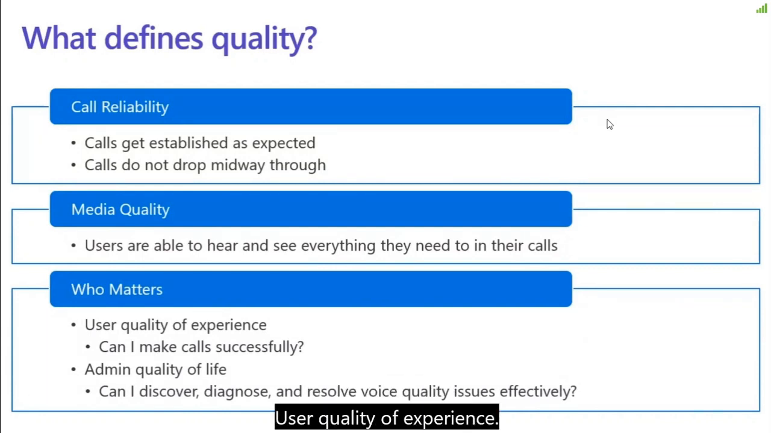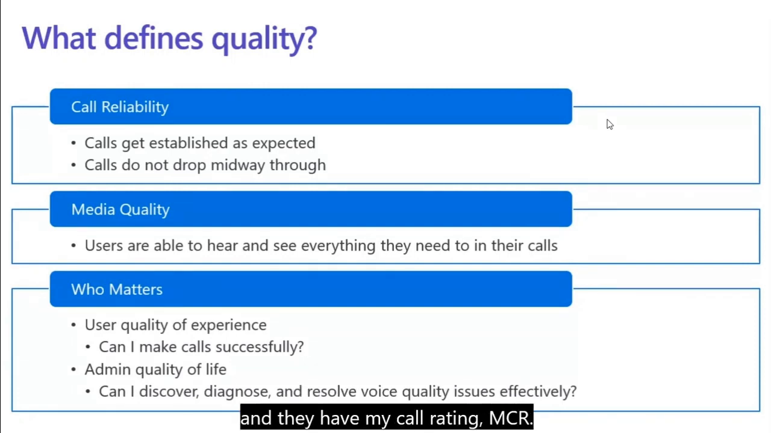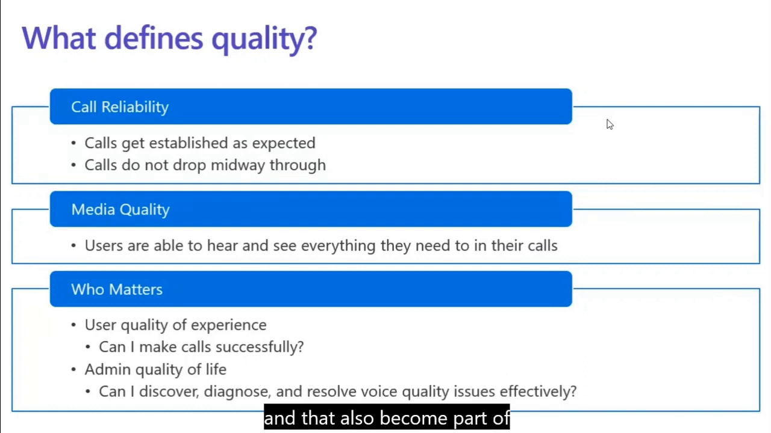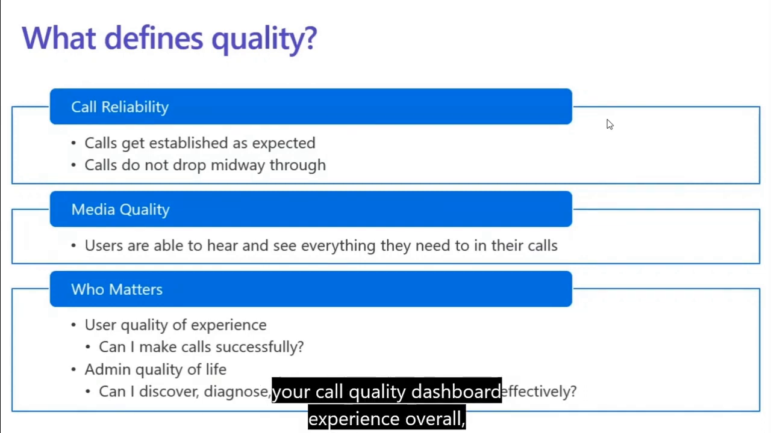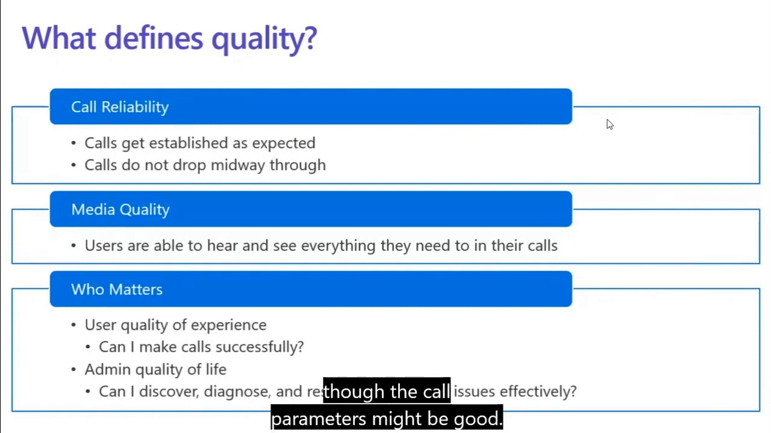And who matters? User quality of experience. Can I make calls successfully? This is a user's perception. The user thinks that their expectation is slightly different, and they have the My Call Rating, MCR. This is some of the feedback that a user can provide, and that also becomes part of your call quality dashboard experience overall. The MCR rating of the call might come in as a poor call, though the call parameters might be good.